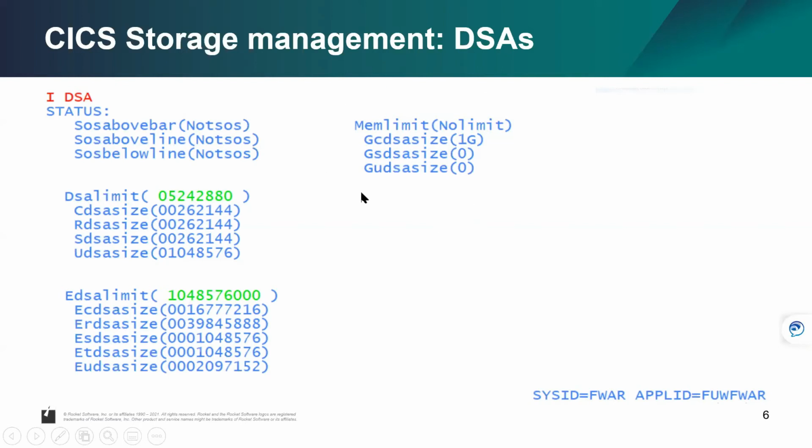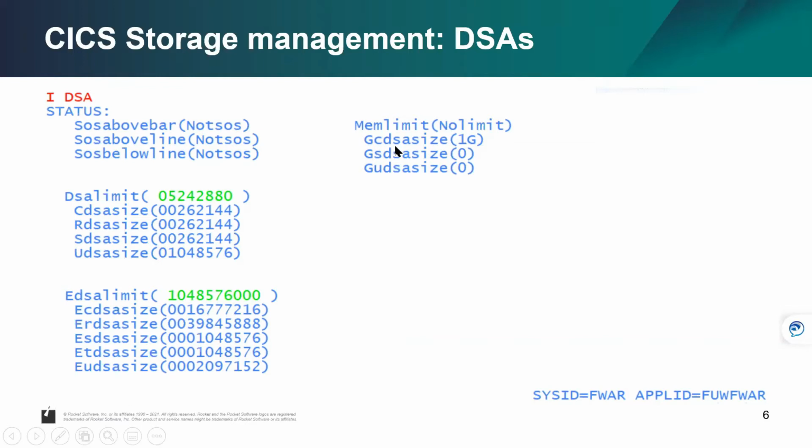Then finally, over here on the right-hand side, you'll see Mem Limit, and you'll see I have no limit coded. If you specify region 0 and you don't code a Mem Limit, then it will automatically be set to no limit. Now, I don't know that there's a problem with that because, again, we're not using that much above the bar today, but it's really up to you.